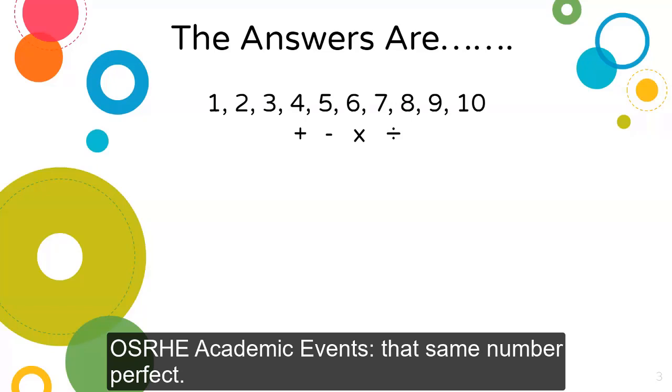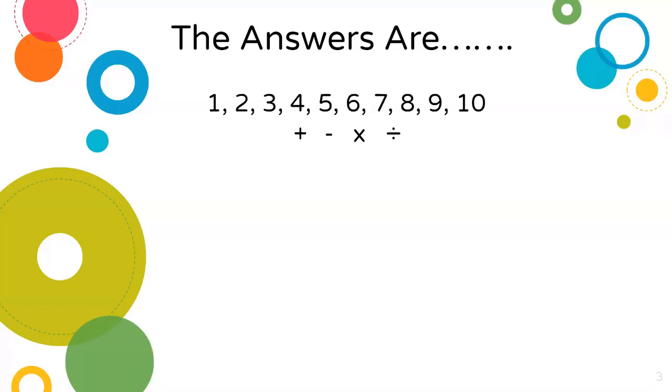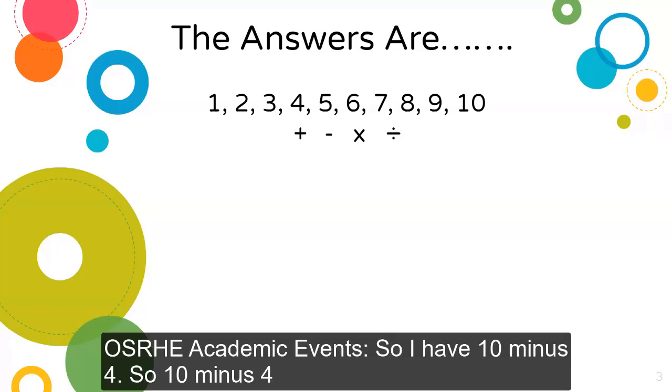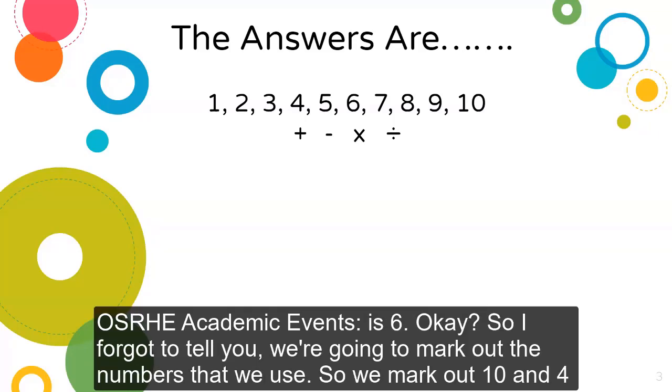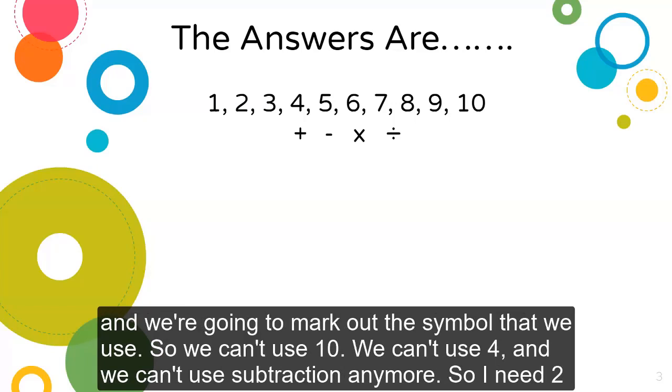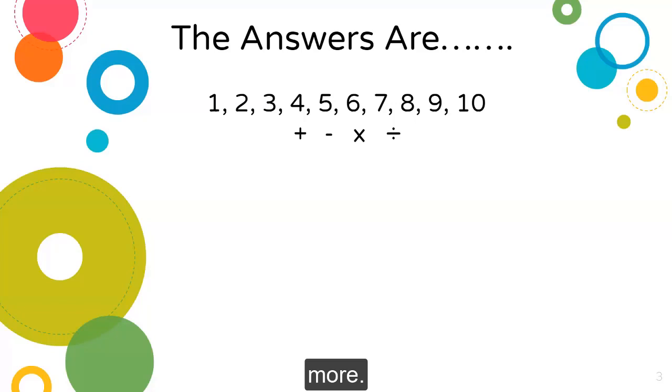10 minus 4. Perfect. So I have 10 minus 4. So 10 minus 4 is 6. Okay, so I forgot to tell you, we're going to mark out the numbers that we use. So we mark out 10 and 4, and we're going to mark out the symbol that we use. So we can't use 10, we can't use 4, and we can't use subtraction anymore.